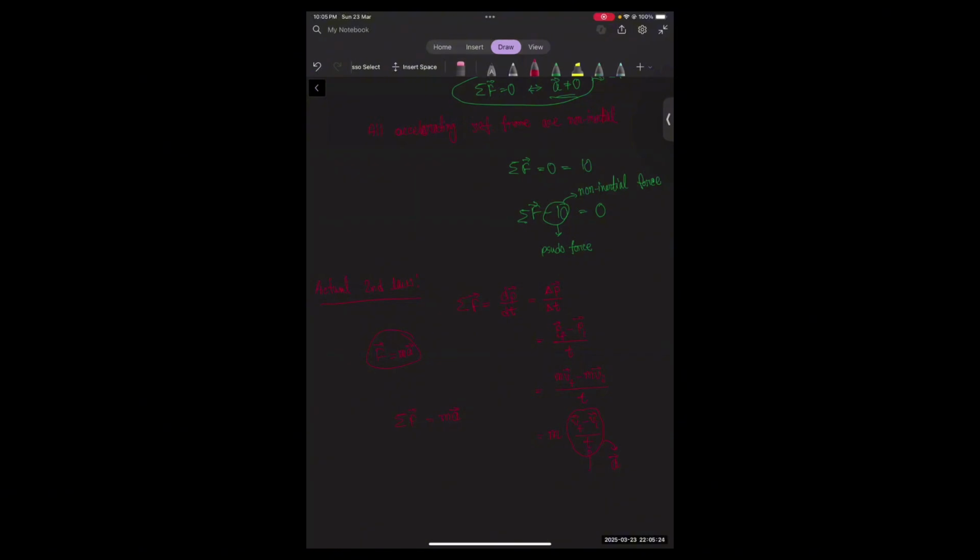Okay, now there is a small problem here. Why don't we just always write this delta p over delta t? Why do we bother writing ma? Because ma, from what it seems, is not even correct.